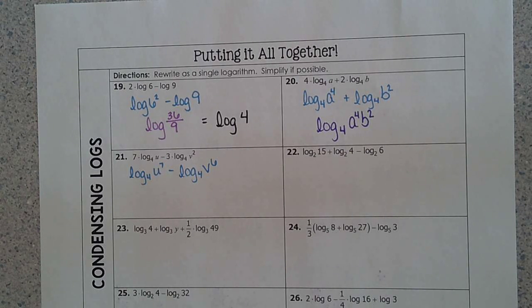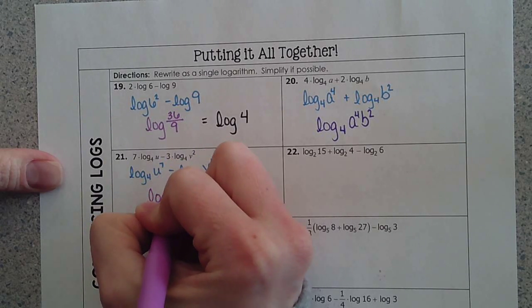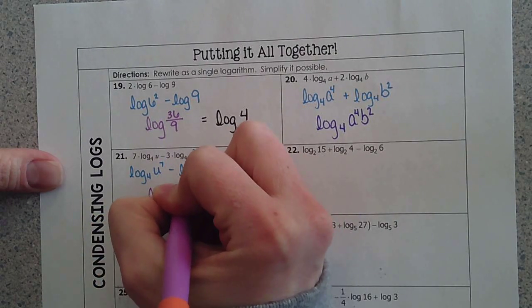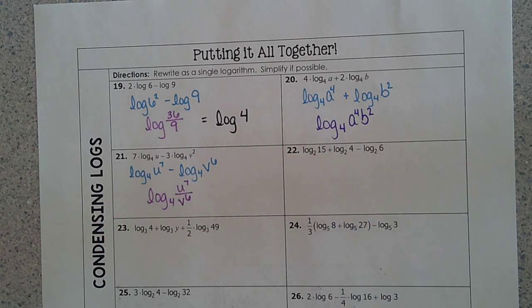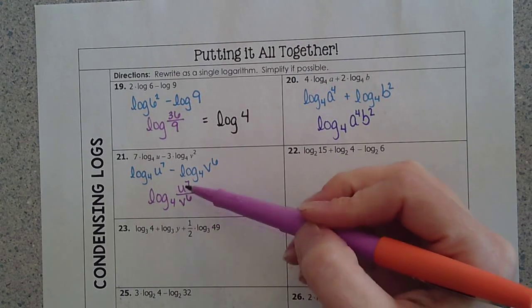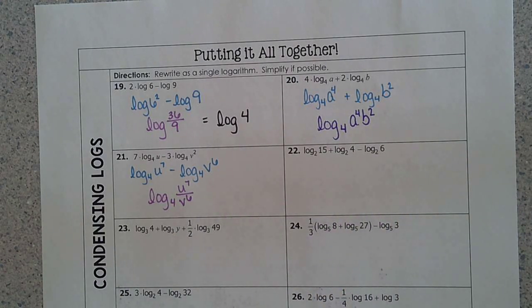And then I'm going to take care of my subtraction by turning it into a division problem. Log base 4 of u to the 7th divided by v to the 6th. And that I can't simplify. If those were both u's, then I would simplify whatever this was. I would cancel out what I could and reduce my fraction. Okay, but I can't because I have all variables and they're different.